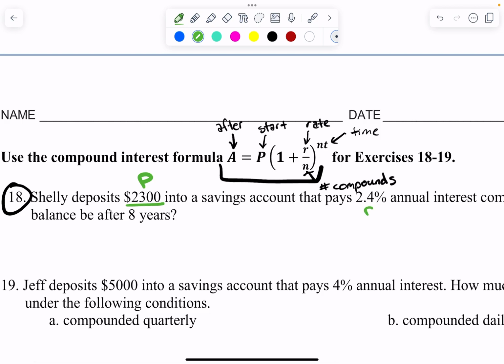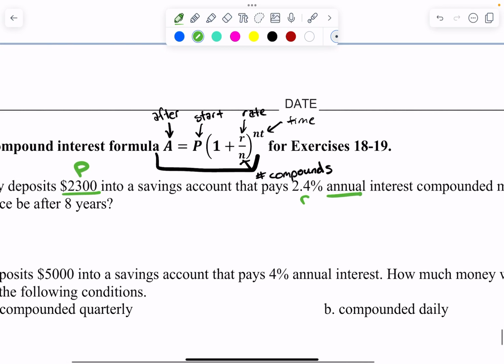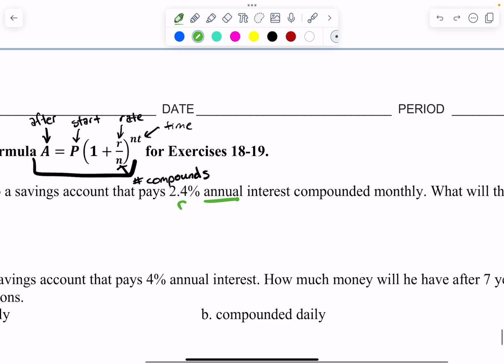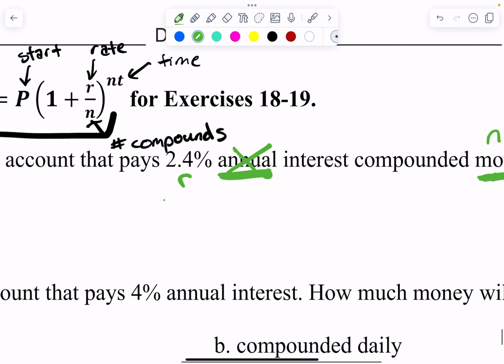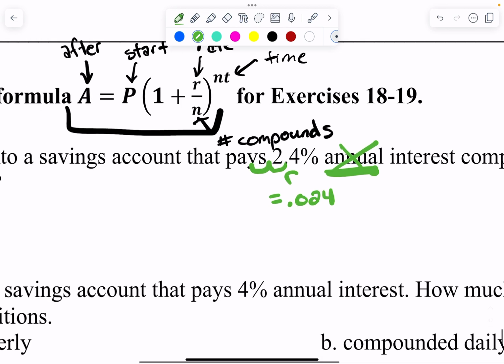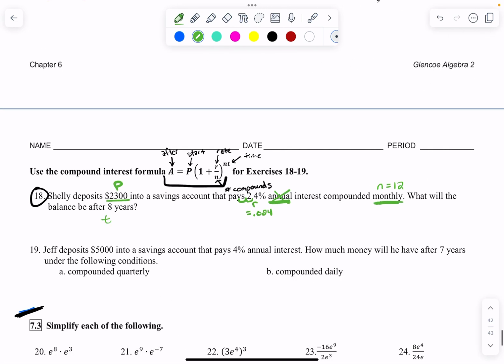2.4% is your rate. And don't worry about the fact that it says annual rate. Every rate that they're going to give you is an annual rate, but you're going to compound not annually, usually. So this one's compounded monthly. So don't worry about the annual. This is just saying your yearly interest rate is 2.4%. That's what the annual means. But annual does not mean your N is 1. Monthly is going to tell you what your N is. N is 12 for monthly, okay? 2.4% for our rate means that we have to move the decimal 2 places. So 0.024 is what our rate is going to be. And then our time is 8 years, okay?